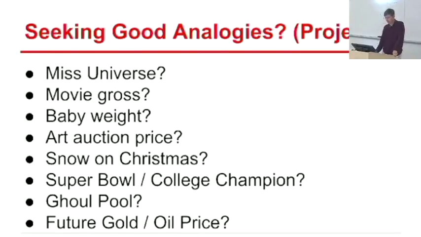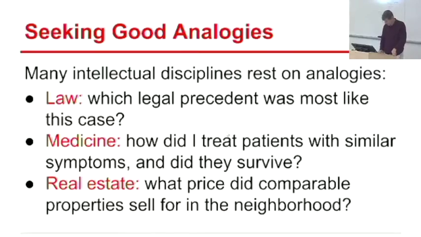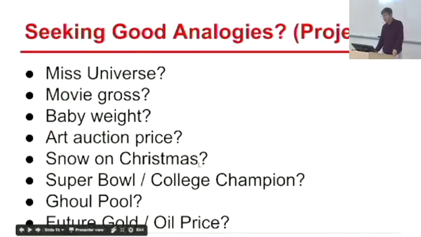Any questions? Art auction price, this is very much an analogy thing, right? You see a painting coming up. If a painting came up for auction, what are the other paintings that were most similar to this, and how much did they sell for? That would be a good way to make such a prediction. Any questions? I think for almost all of these things, there is, I claim, a logical nearest neighbor model that can be defined.